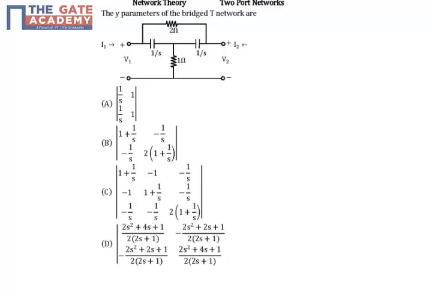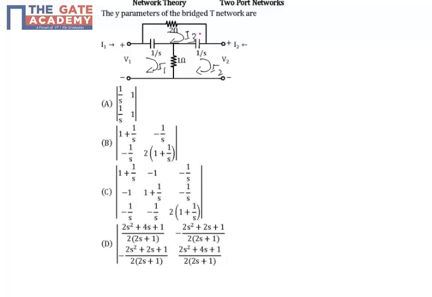In this question, we have to determine the y parameters of the network. We will be making use of mesh analysis to determine the impedance matrix, and from there we will determine the y parameters. Let us first consider the currents in each of these loops. Let us say this is I1, this is I2, and this is I3.